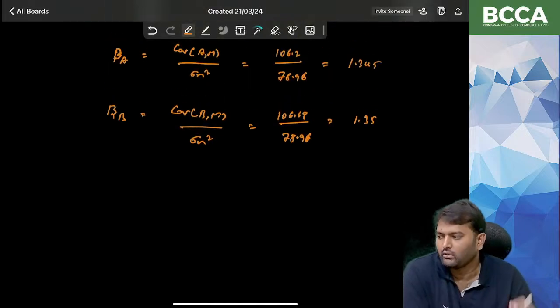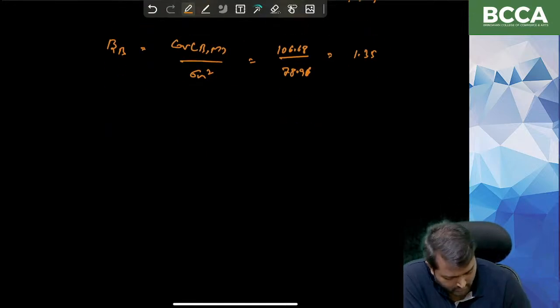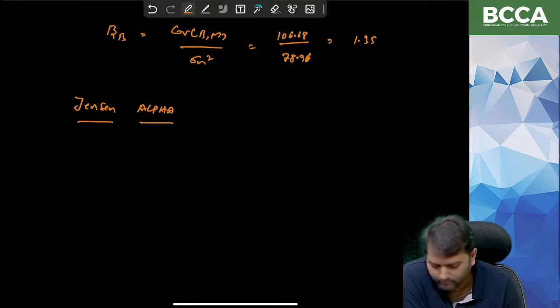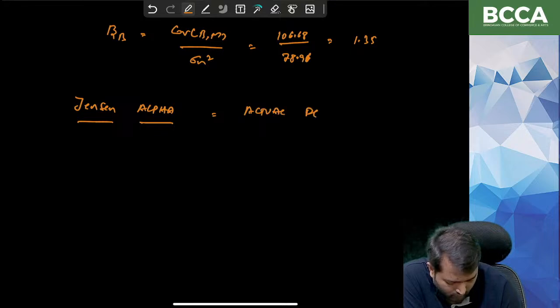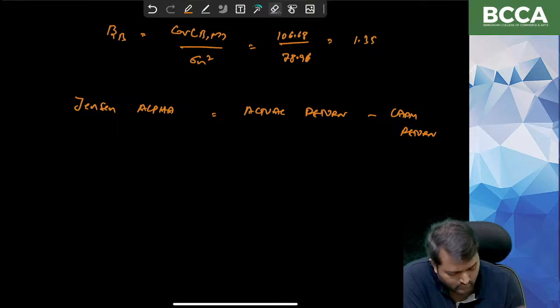Now we have to find out the CAPM return. We have a concept of Jensen alpha. What is this Jensen alpha? Jensen alpha is equal to actual return minus CAPM return. So this is the main answer. Jensen's alpha is equal to actual return minus CAPM return.